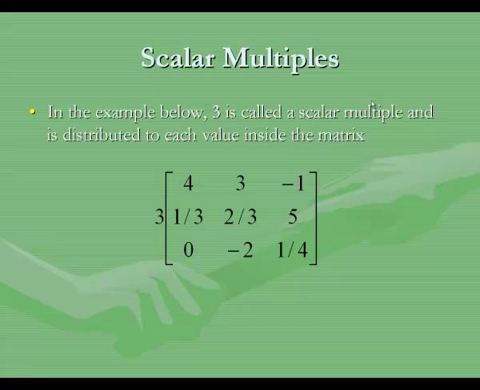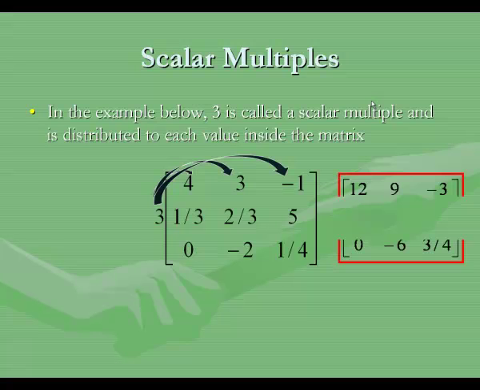Okay. Now, scalar multiples. This is when you have a number in front of a matrix and it gets distributed to everything inside the matrix by multiplication. So 3 is going to multiply by 4, 3 is going to multiply by 3, 3 is going to multiply by -1, and so on for all the different rows of your matrix. 3 times 4 is 12, 3 times 3 is 9, 3 times -1 is -3.